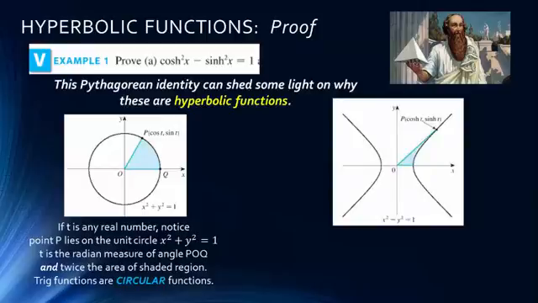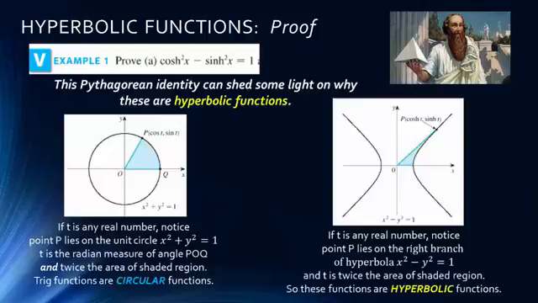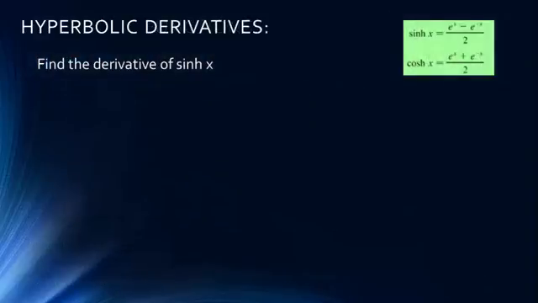Hyperbolic, here's a hyperbola graph. If t is any real number, notice that point P lies on the right branch of the hyperbola, x squared minus y squared equals 1. And t is twice the area of the shaded region. So these functions are called hyperbolic functions. And so you can see a little bit of the correlation between trig functions and hyperbolic functions.